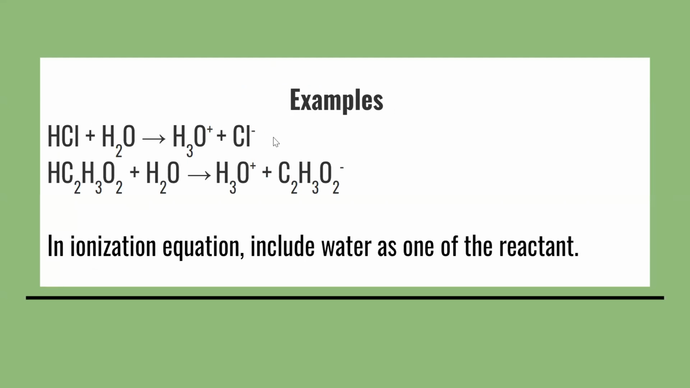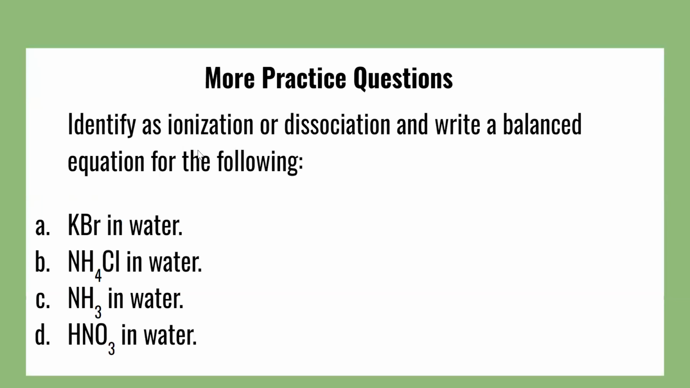So an example is this. You see this one is ionization. You produce positive and negative ions, but here water is part of the reactant. This hydrogen combines with water to give hydronium ion. And the same thing happens here. Okay. So this is ionization. It's not dissociation, it's ionization. Covalent compounds or molecular compounds ionize.